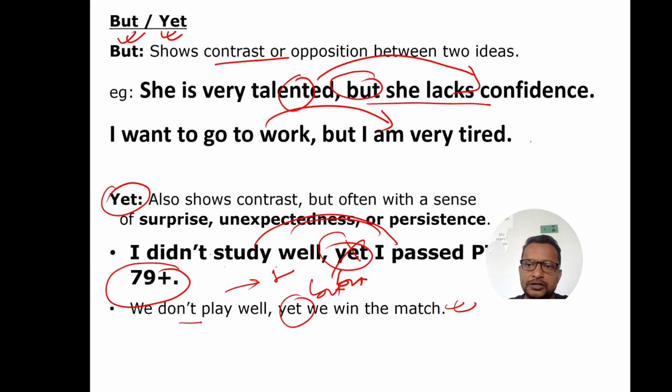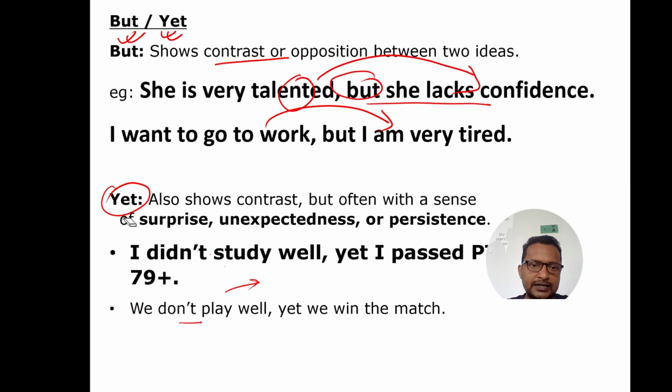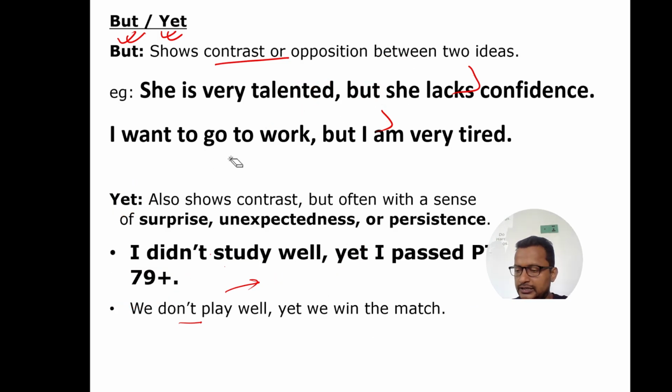So "but" is a complete contrast. The only thing that you need to understand is "but" is the complete contrast, "yet" is the surprising result. Like for example, but: complete contrast; yet: surprising result. Okay, so in that context, you use "but" and "yet".